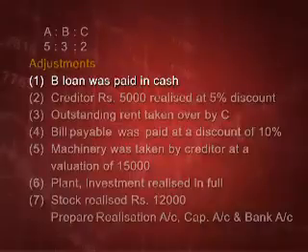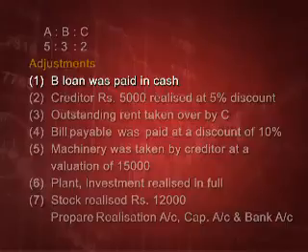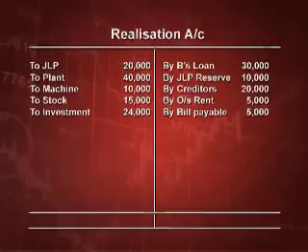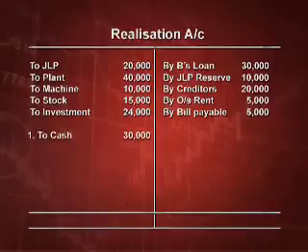Similarly, the next step will be to make the capital account, and after that let us see adjustment number one, where it was written B loan is paid. Now we are paying B loan, realization account debit to cash account. Now this is the first adjustment, to cash. We have paid 30,000. Please remember this will also come in the cash account.